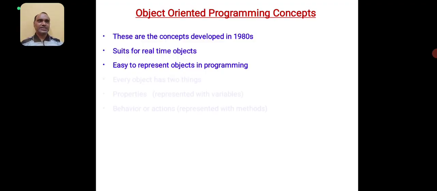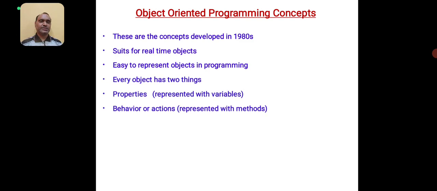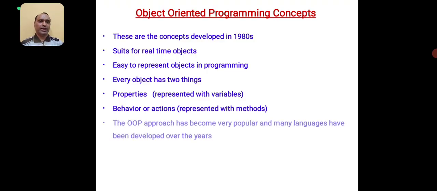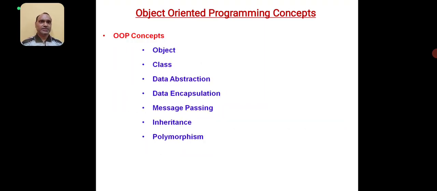When a language supports object-oriented principles, the program is done using a concept called classes and objects. What is a class, and what is an object? That is what we are going to learn in today's class. So, object-oriented programming principles means it has certain concepts.